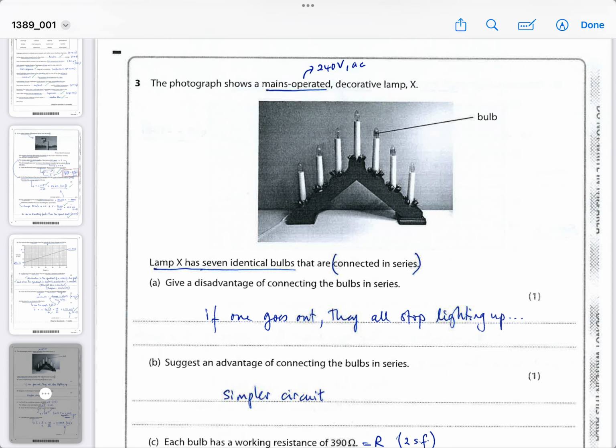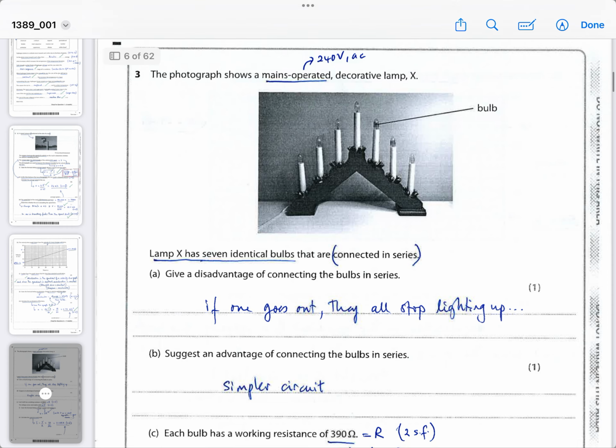Okay, so the photograph shows a mains operated, which means 240 volts AC, decorative lamp. Lamp X has 7 identical bulbs shown that are connected to each other in series. So they're giving you the scenario, and you've got to give a disadvantage of connecting the bulbs in series, where the main one is if one bulb goes out, they all stop working, and that's a known disadvantage of series circuits. An advantage is it's a simpler circuit to wire up.